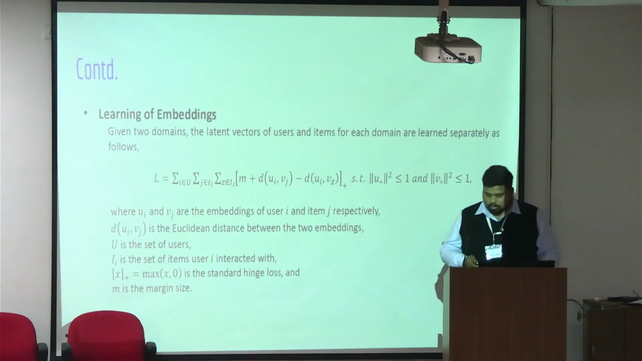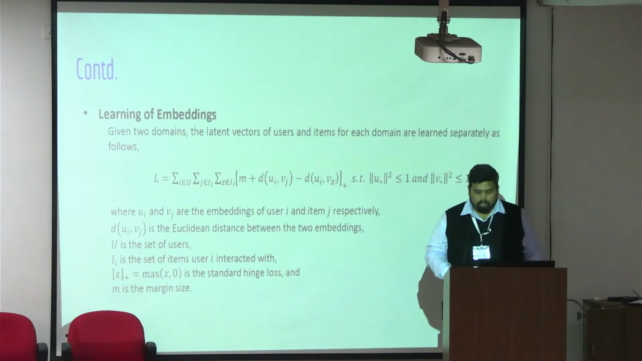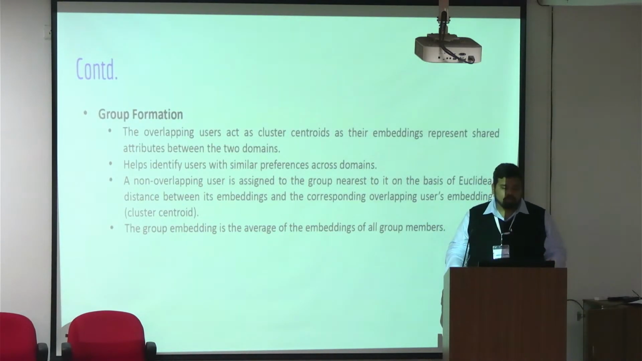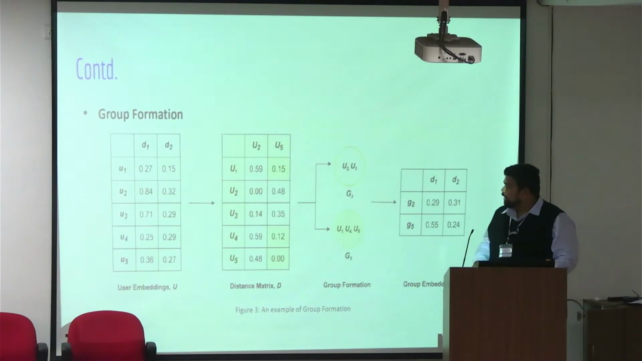Once we have learned the embeddings for users and items in both domains, we form the groups. We have utilized the overlapping users or items to act as cluster centroids, as their embeddings represent the shared attributes between the two domains. And it also helps us identify users, in case of overlapping users, or items, in case of overlapping items, with similar preferences across the domains. And let me show you an example.